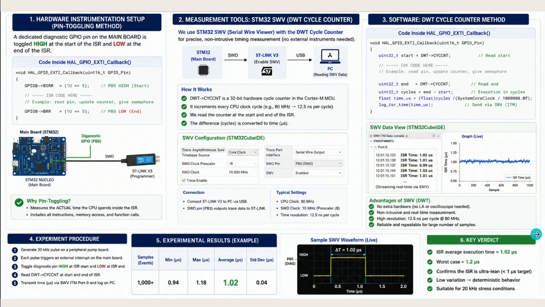We repeat the test over 1000 interrupt events, and the average execution time was about 1.02 microseconds, with the worst case below 1.2 microseconds. This result confirms that our ISR is lightweight and suitable for handling high frequency interrupts.